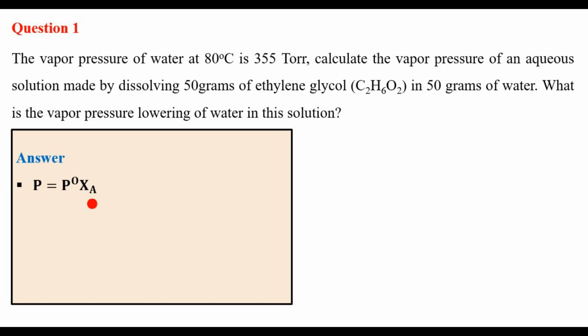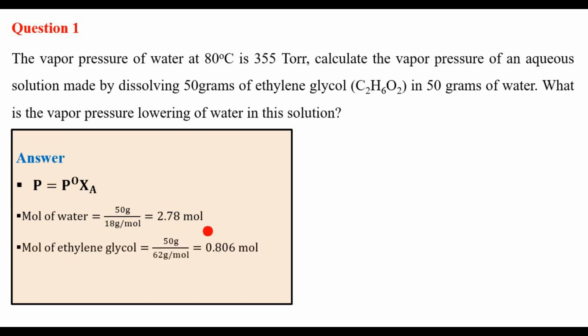So we have the mass, we can find the number of moles. The moles of water, which is the moles of the pure solvent, we have the mass. We divide it by the molar mass. Molar mass of water is 18 grams per mole. Then we get 2.78 mole. We also determine the moles of the solute, which is ethylene glycol. We also take the mass of the solute, 50 grams, divided by the molar mass. The molar mass of ethylene glycol is 62 grams per mole. Then we get the moles of solute, which is the mole of ethylene glycol.